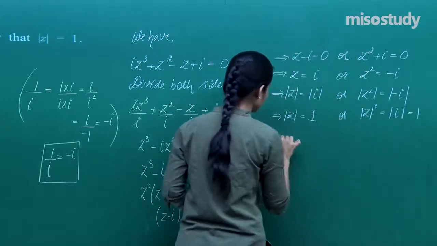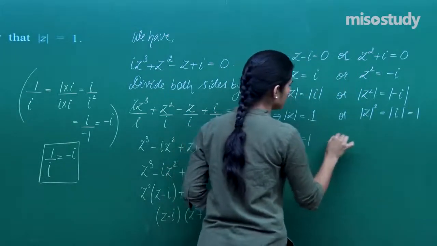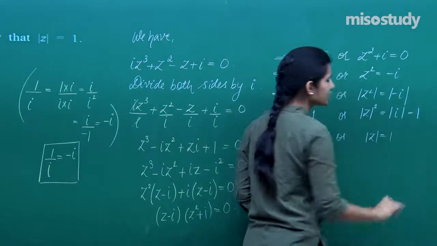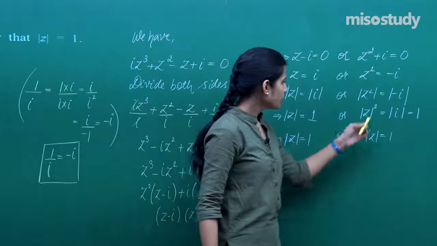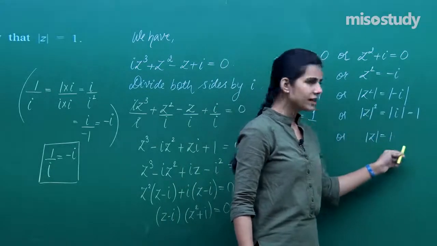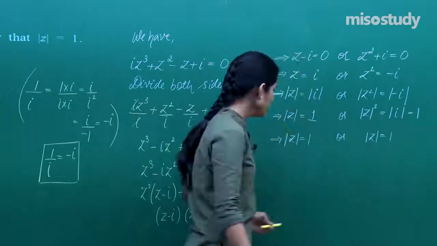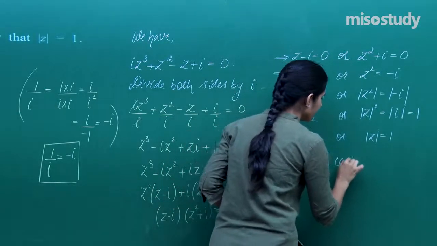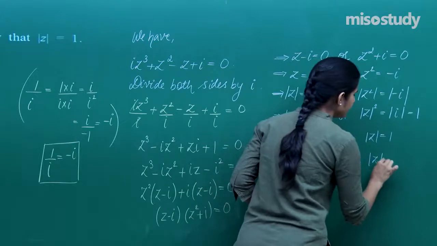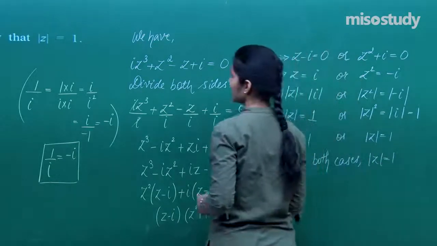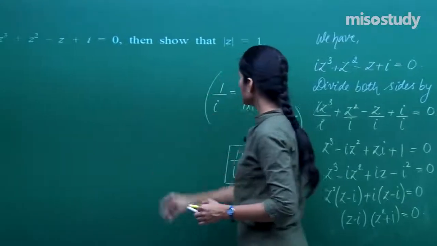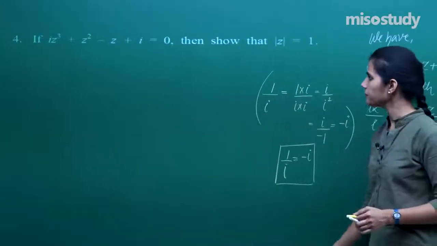So you are getting mod z whole square is 1, that means mod z is 1, because mod z is a non-negative quantity. The only quantity whose square can be 1 is 1 when mod z I know is non-negative. So in both cases mod z is coming out to be 1, and hence we have established that if this equation prevails in the complex variable z, then mod z has to be equal to 1.